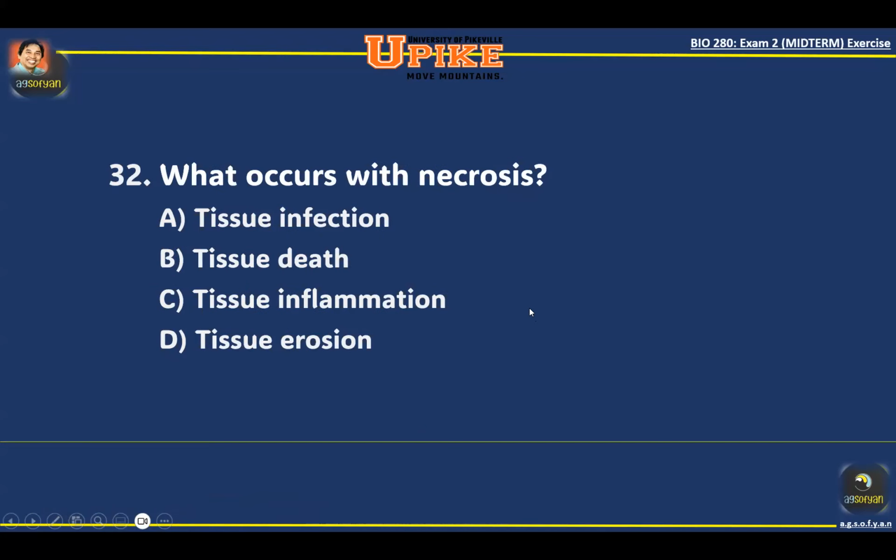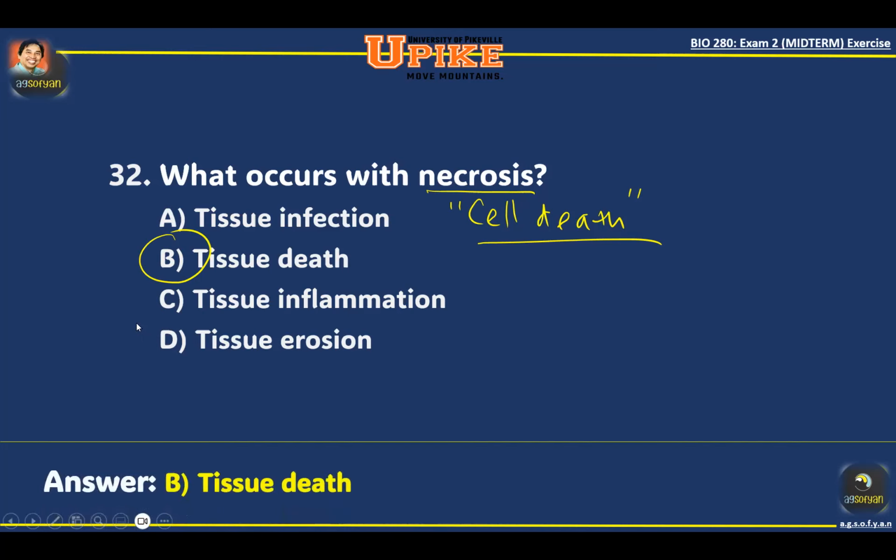What occurs with necrosis? So necrosis means cell death. Okay, so that's necrosis. So it's going to be tissue death. If the cells of the tissue die, then it can cause the death of the tissue. So necrosis is cell death or tissue death.